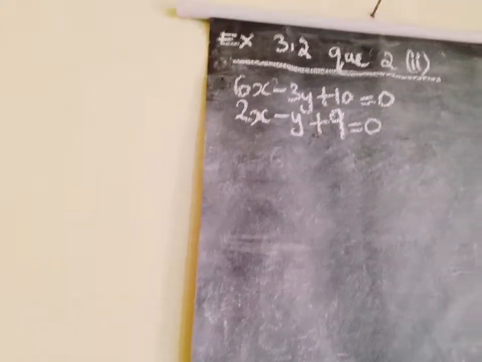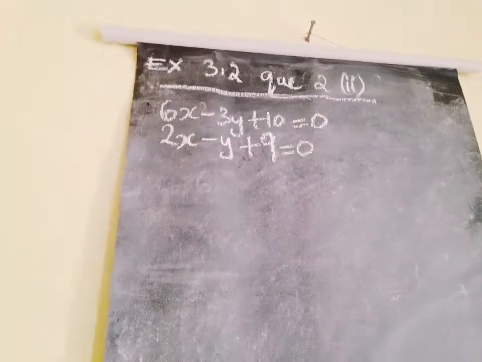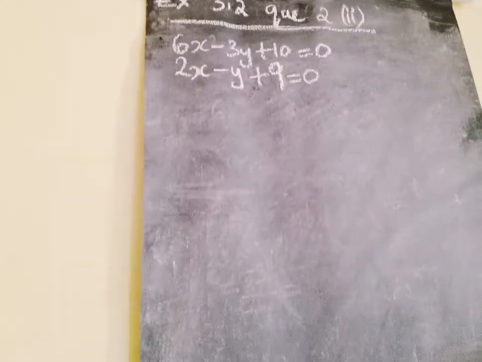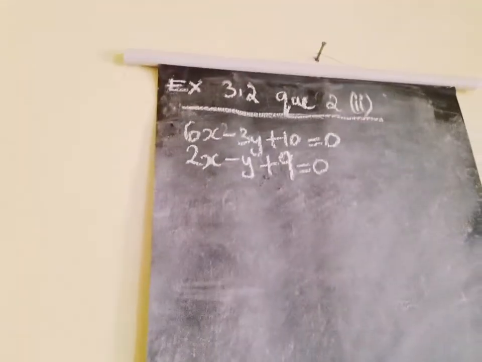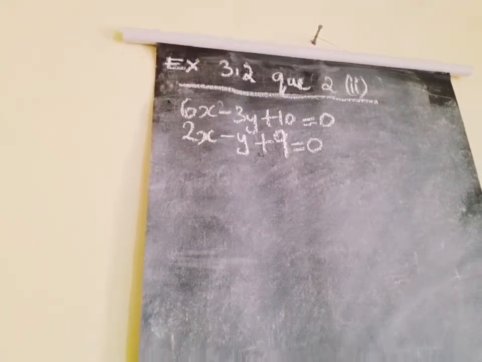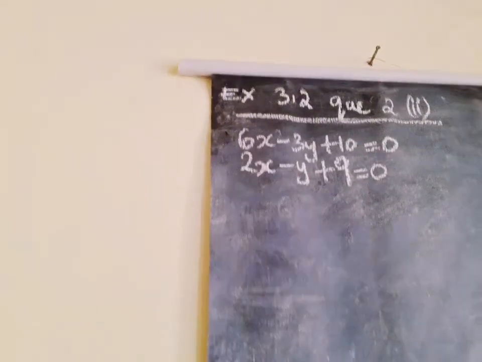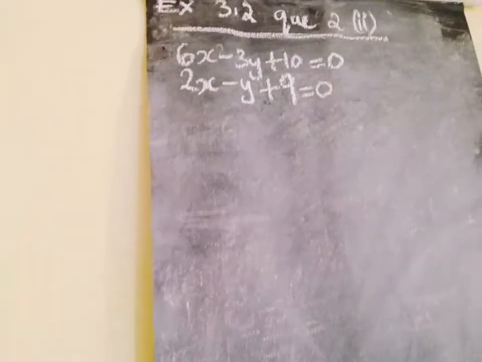So we completed the first question and second question. Exercise 3.2, question number 2. The third one we are doing. What we are going to find out is to check whether the lines representing the pair of linear equations are intersecting at a point, parallel, or coincident.